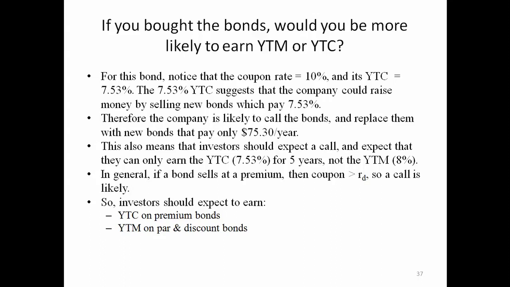And this also means that investors should expect a call and expect that they can only earn the yield to call, 7.5% for 5 years, not the yield to maturity, which is 8% per year for 10 years. In general, if a bond sells at a premium, then the coupon interest rate is greater than the market interest rate, so a call is likely. And investors should expect to earn a yield to call on premium bonds and a yield to maturity on bonds that are traded at par or at discount.